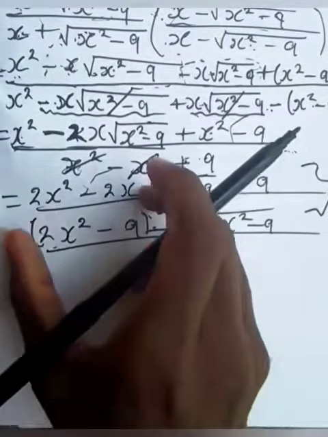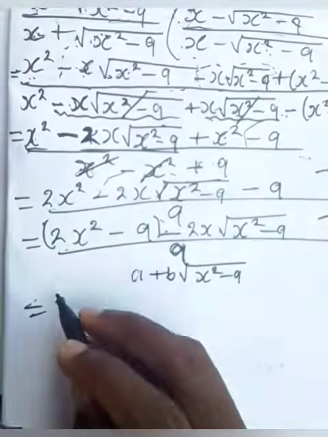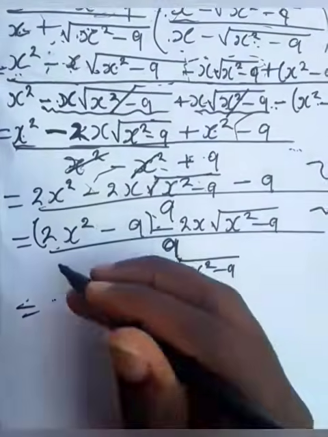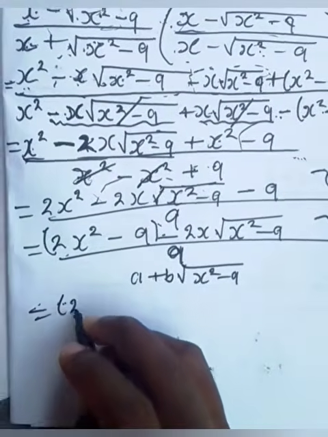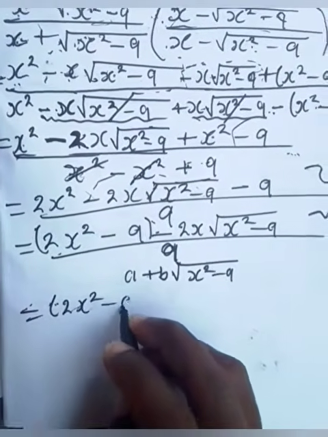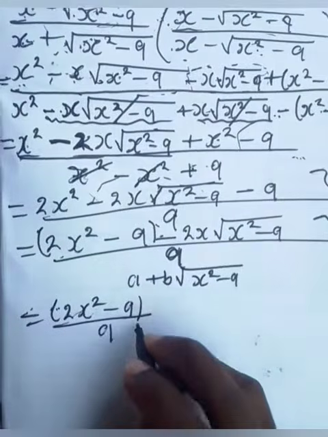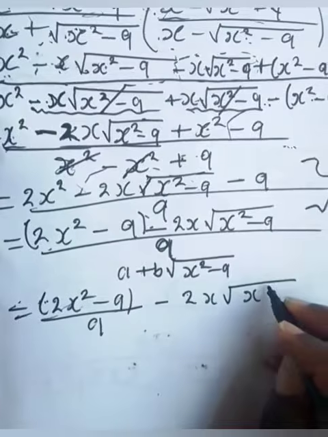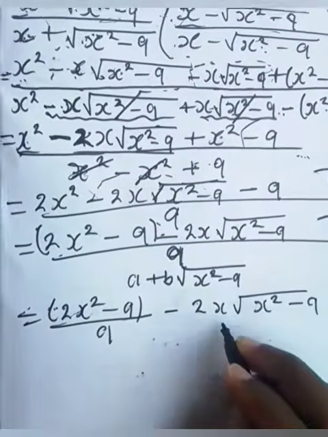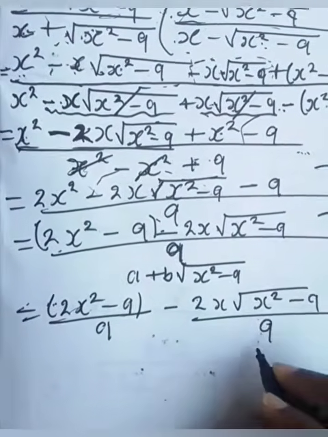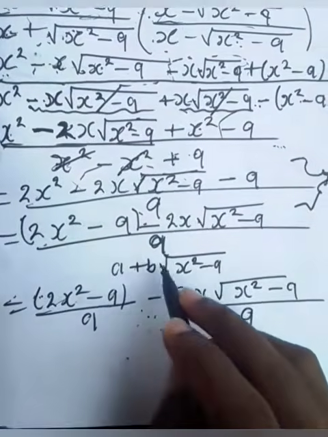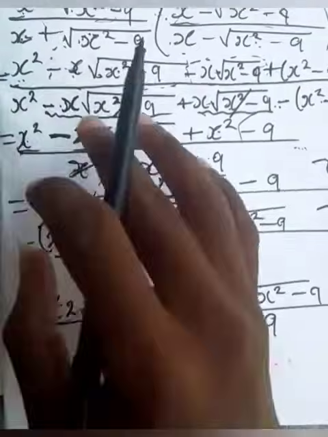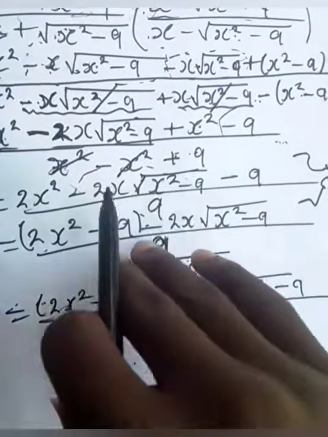They're going to present the numerator of a, and then using that concept I taught you, when you break this down, you're going to have 2x power 2 minus 9 over 9, right? Minus 2x square root x power 2 minus 9 over 9. So we have left it in this format only if they told you, but if they didn't, then it's just a freestyle. If you want, you can reach here or you can just end there.